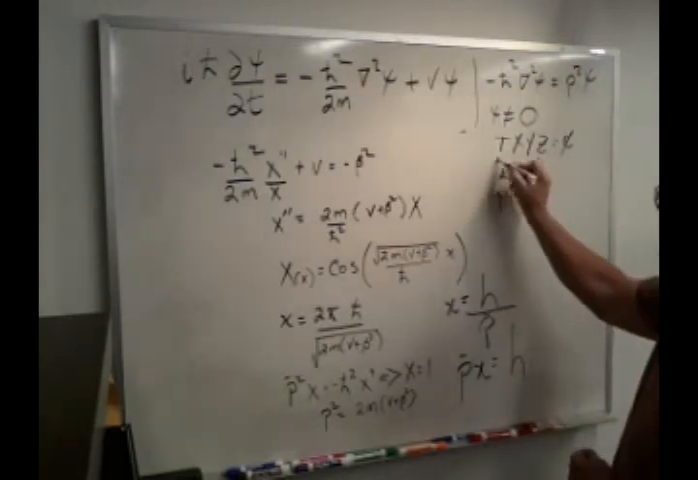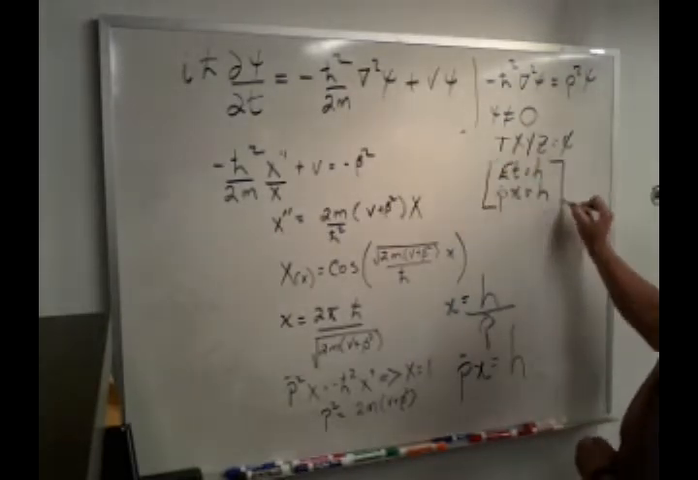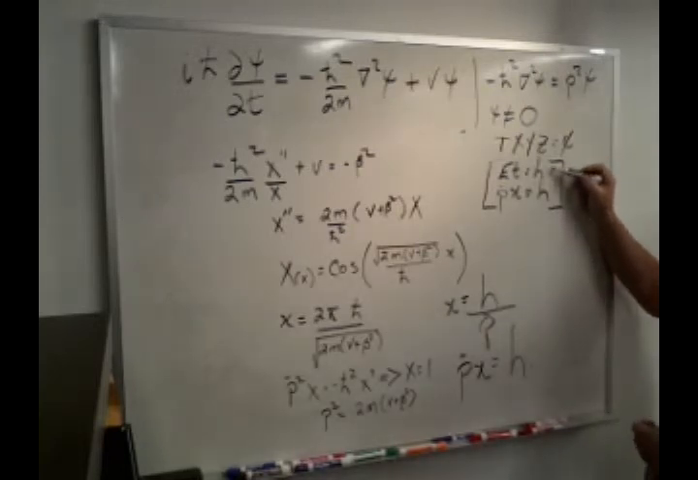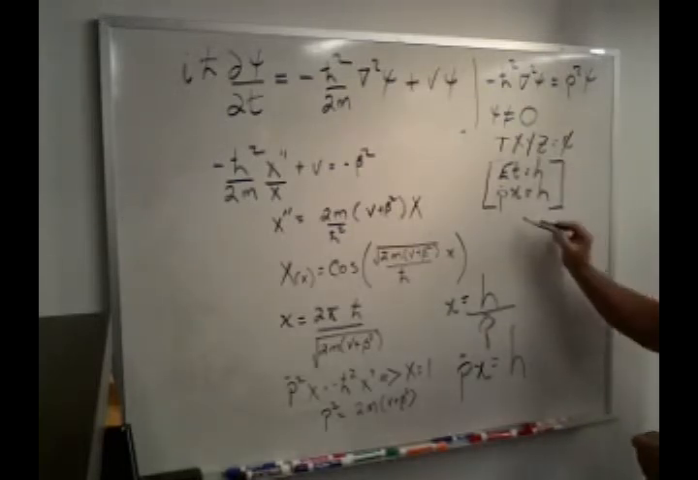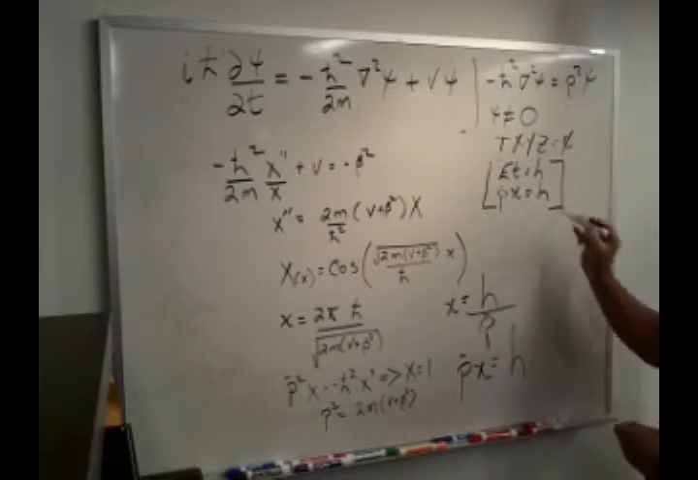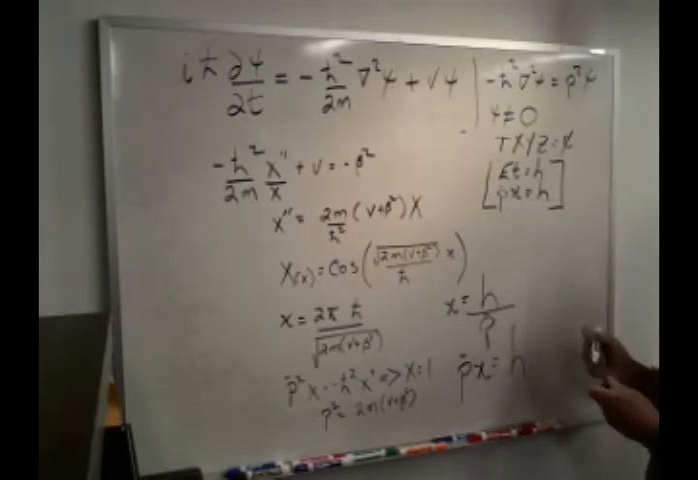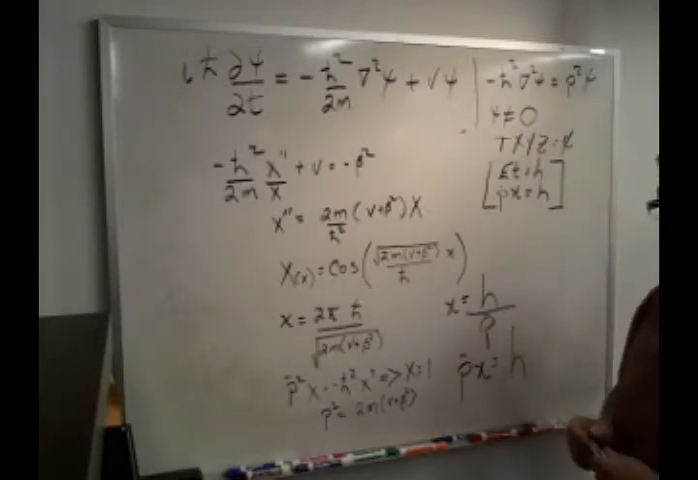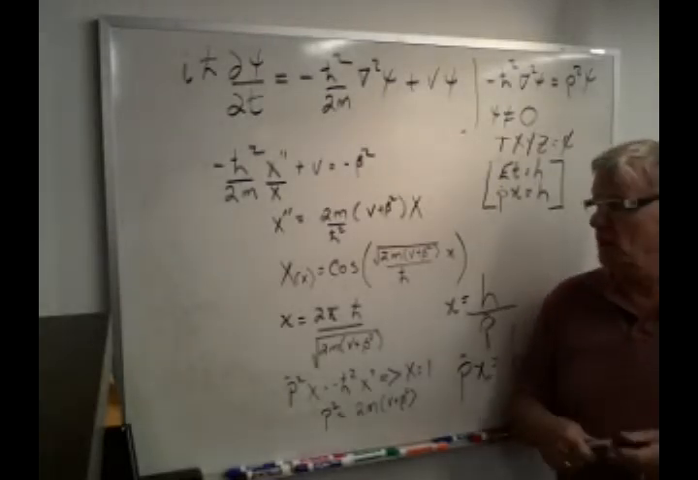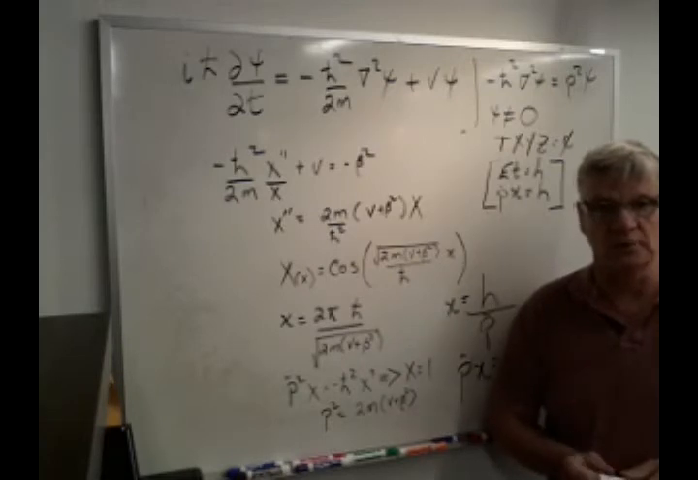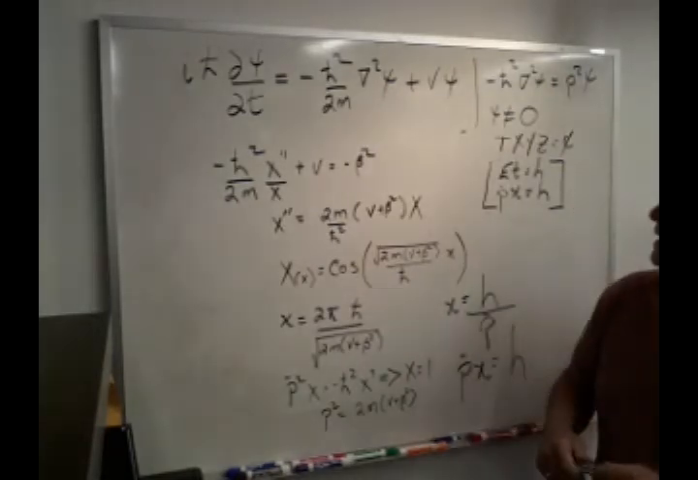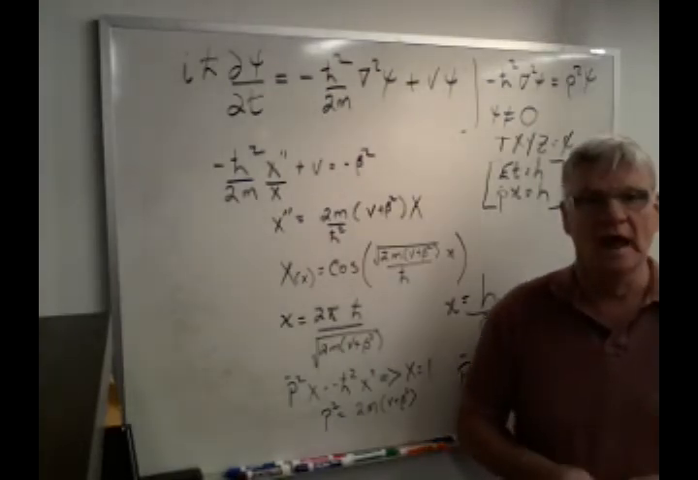So these are both the time-oriented and the spatially oriented. The time-oriented boundary condition is E times t equals h, and momentum times x in the spatially oriented would equal also Planck's constant. So there we have the boundary conditions of Schrodinger's equation, such that we have where psi is equal to 1 at the boundary.